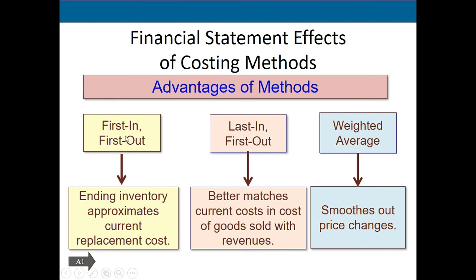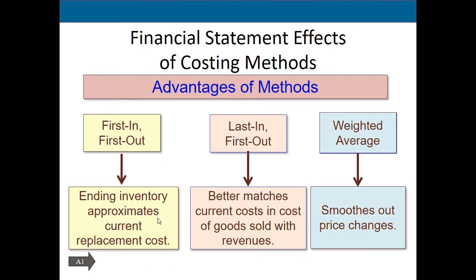All right, the advantages of the methods. Of course, first in, first out says that our ending inventory approximates the current replacement cost. Do you get that? Because I took out of inventory the stuff that I bought first. That means what's in my ending inventory approximates the replacement cost of my inventory. Basically, my inventory is the last stuff that I added. That kind of feels good because that gives my inventory a real value.